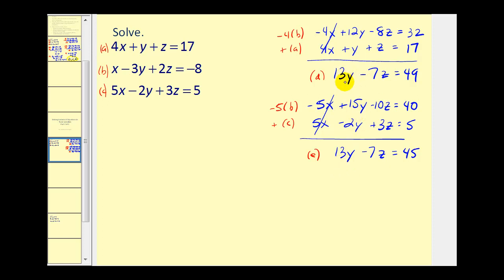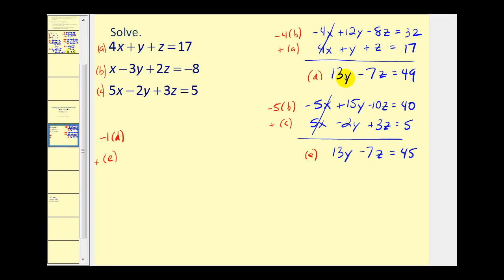So let's go ahead and eliminate the y term. So we're going to multiply equation D by negative 1 and then add it to equation E. So multiplying equation D by negative 1 is just going to change all of these signs. So we'll have negative 13y plus 7z equals negative 49. Equation E stays the same.